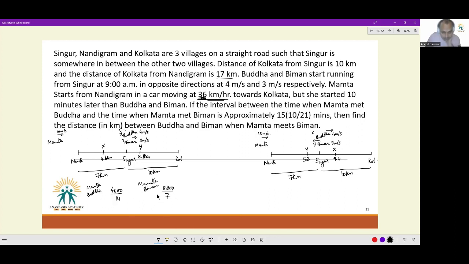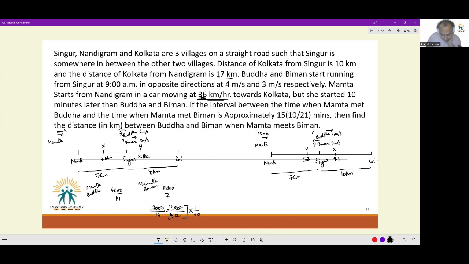First, let me find out the difference here. It will be 176 minus 46. So 13,000 by 14 or 6,500. Oh, I could have done that. 6,500 by 7. Now this is in seconds. If I want this time in minutes, I need to divide it by 60. 6,500 by 7 seconds will be the gap between them.